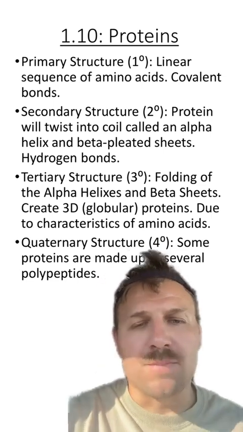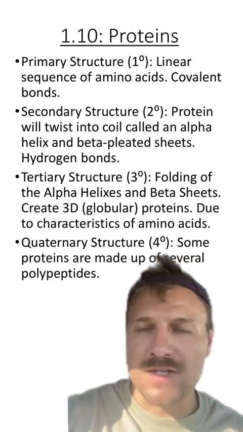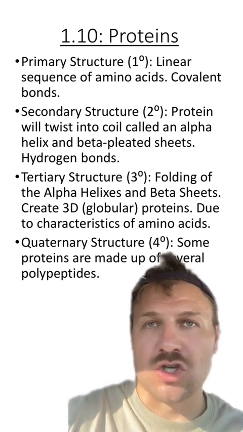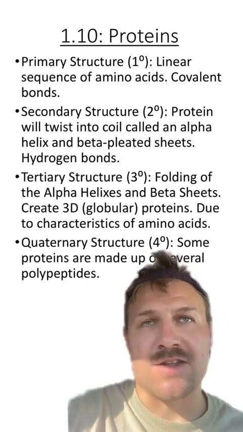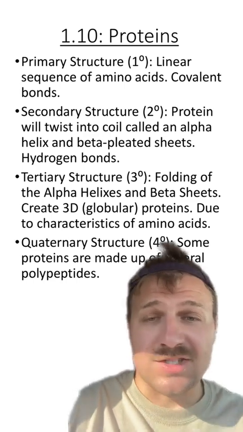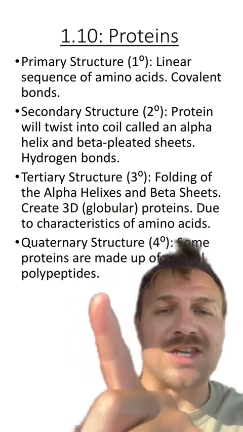Now, not all proteins are going to have this last structure, which is known as a quaternary structure, but some are going to have several polypeptides forming a larger protein. And again, these polypeptides are going to join together based on the amino acids that make them up. So again, some proteins are going to stop at the tertiary level, while other proteins are going to stop at the quaternary level.